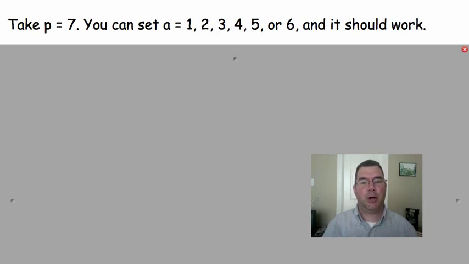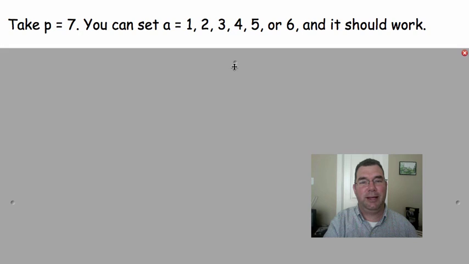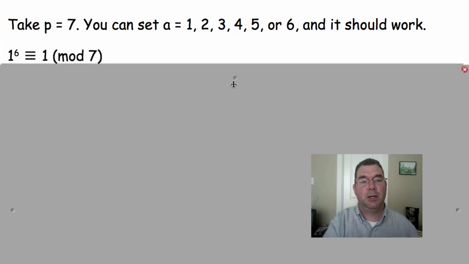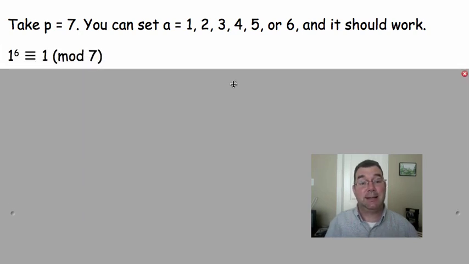So let's say my prime modulus is 7. Since I'm dealing with modular arithmetic, I can let a be 1, 2, 3, 4, 5, or 6, but I can't let it be 0 or any multiple of 7. So I'm just going to use these 6 numbers. Any other number bigger than 7 is going to be congruent to one of those 6 numbers, so I'll have covered everything. I'm going to raise each one of them to the 6, because that's what p minus 1 is, and see if it's actually congruent to 1.